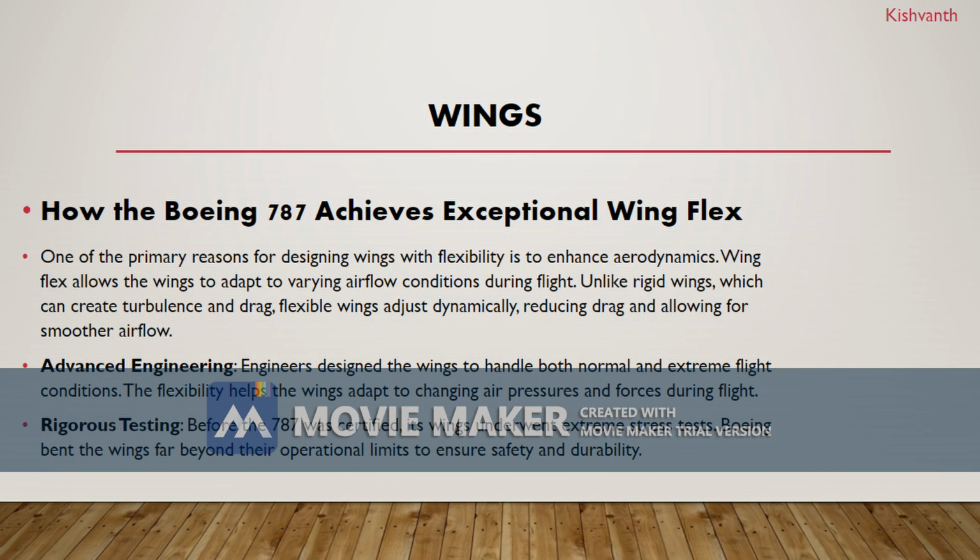Next is advanced engineering. Engineers design the wings to handle both normal and extreme flight conditions. The flexibility helps the wings to adapt to changing air pressures and forces during flight. Rigorous testing. Before the 787 was certified, its wings underwent extreme stress tests. Boeing bent the wings far beyond their operational limits to ensure safety and durability.